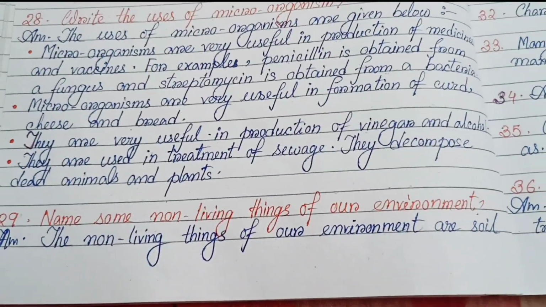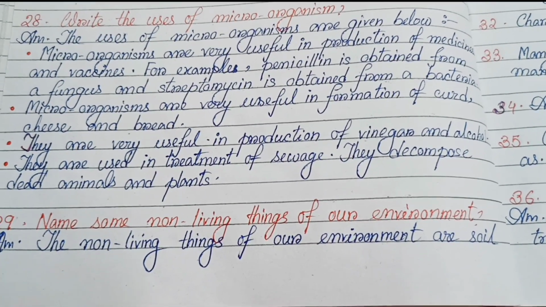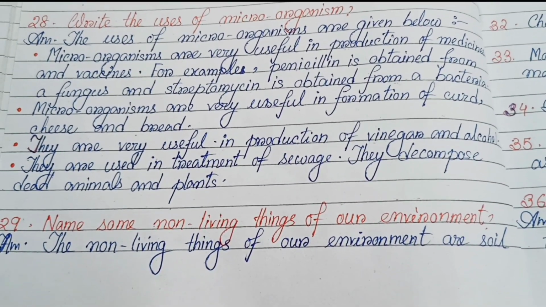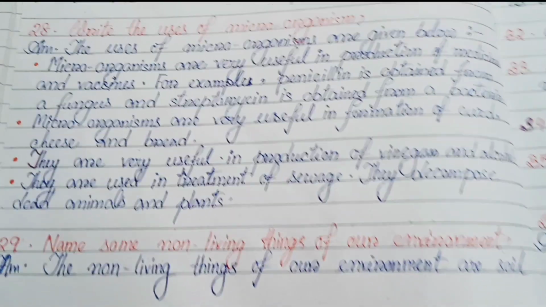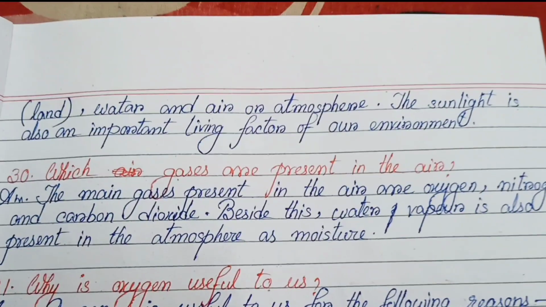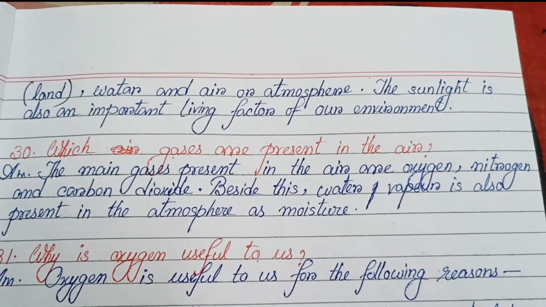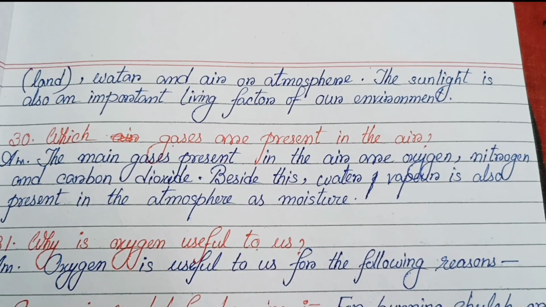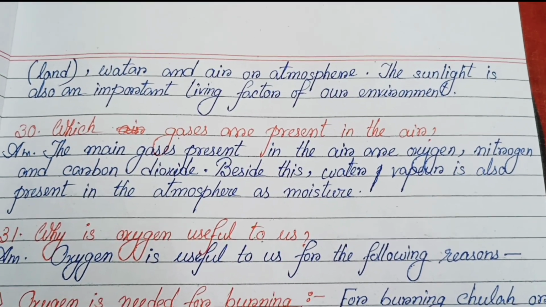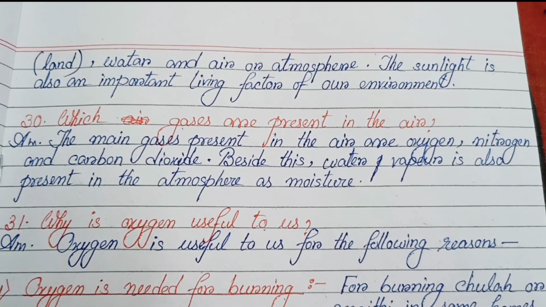Number 30, name some non-living things of our environment. The non-living things of our environment are soil, that means land, water and air or atmosphere. The sunlight is also an important living factor of our environment.